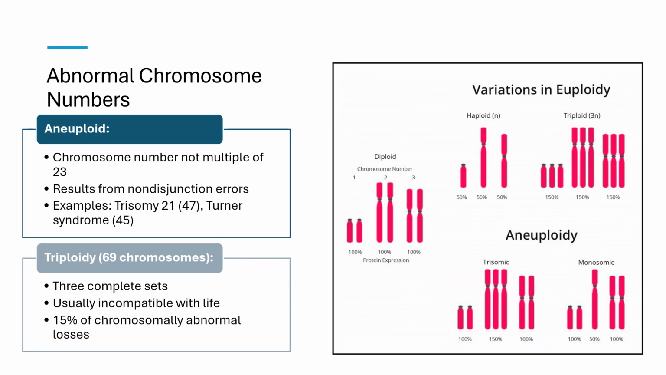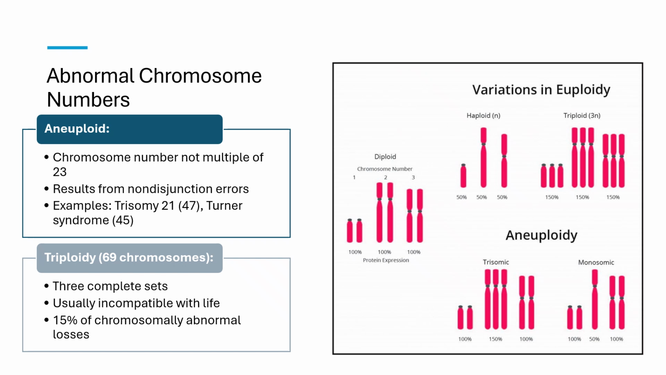Picture the cell division process where chromosome pairs should split evenly, one copy going to each daughter cell. When the cellular machinery fails, both copies travel together, creating one cell with an extra chromosome and another missing that chromosome entirely. This explains why we see both trisomies and monosomies, though their survival rates differ dramatically.